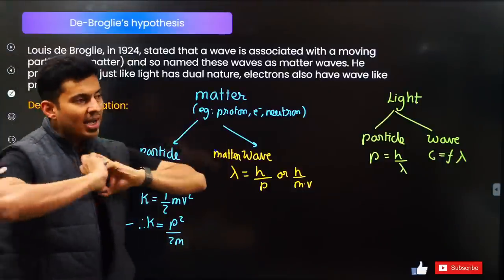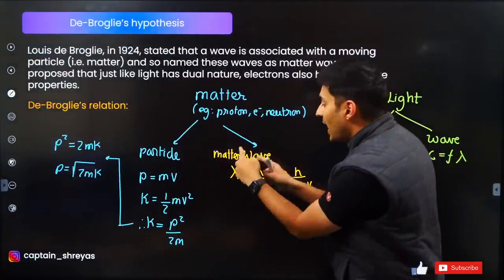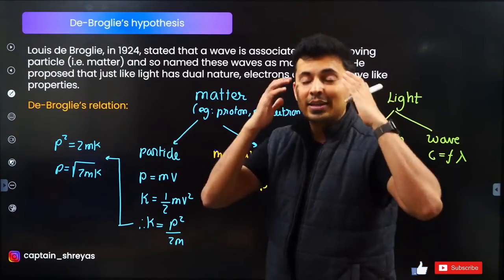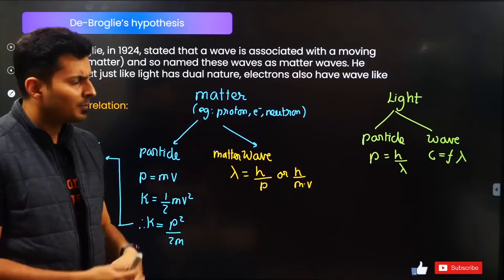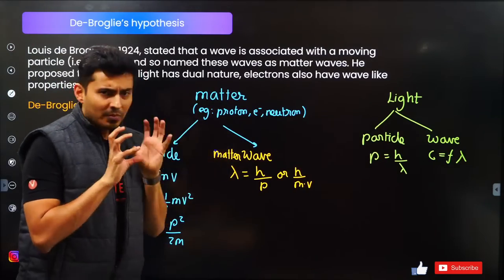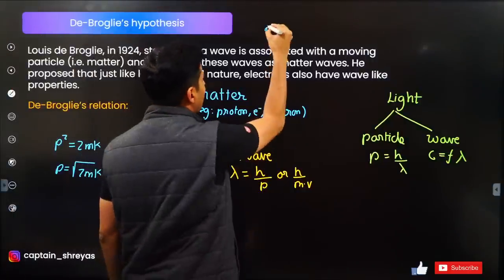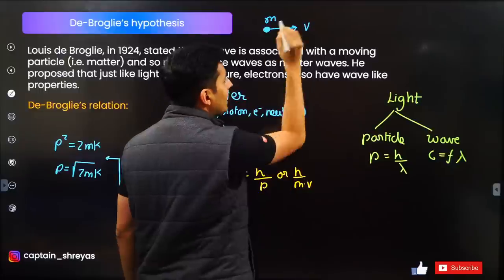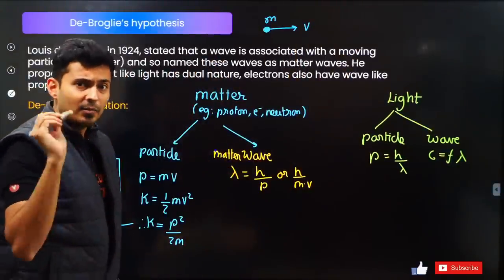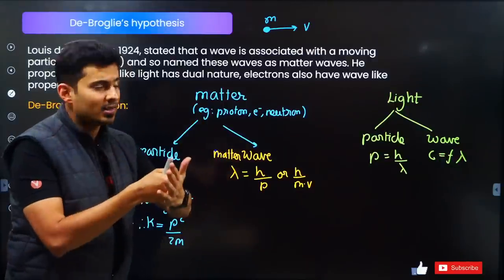Whenever a mass moves, you will see it will have momentum, it will have a wavelength. A lot of people get confused. Sir, what is this wavelength? I didn't understand. Sir, what is the meaning of this matter wave? Okay, see, imagine some mass is moving with some velocity. It definitely has some momentum. It can create some impact. It can collide with something.